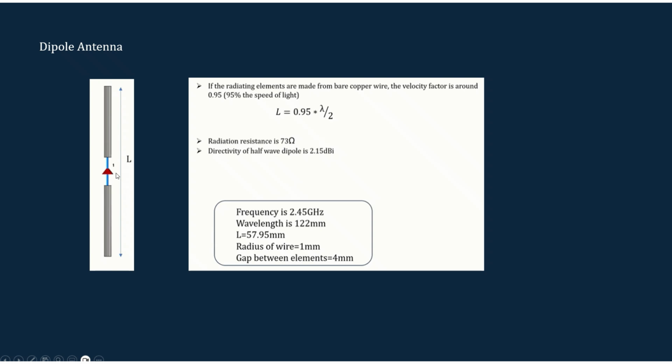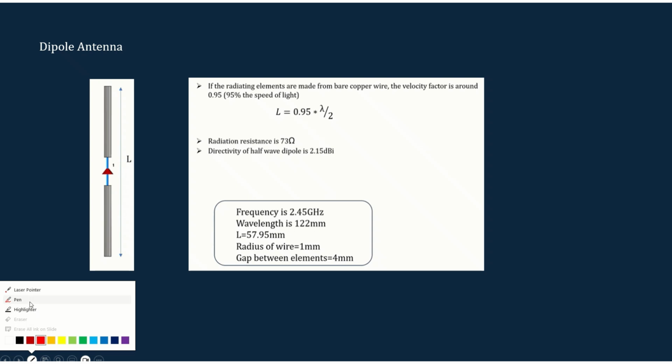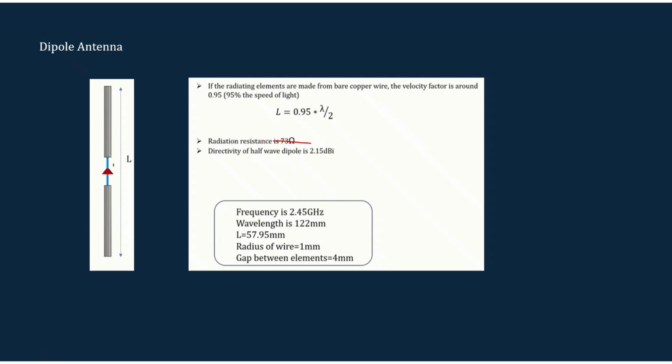It has an omnidirectional pattern, and if you have to design a dipole antenna at some frequency like 2.45 gigahertz, you have to find out the length of the antenna, the radius of the antenna, and the gap between the elements. The radius of the antenna has some influence on the bandwidth. So one of the characteristics that we have to consider is that the radiation resistance is around 73 ohm.